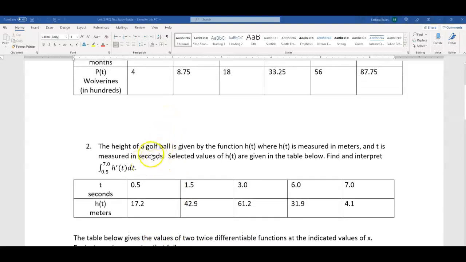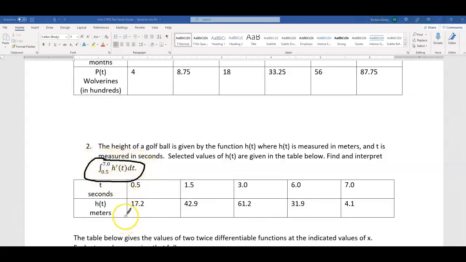So let's begin here. It says the height of a golf ball is given by the function h, where h is measured in meters and t is measured in seconds. And then selected values of h are given in this table. We want to find and interpret this value here.